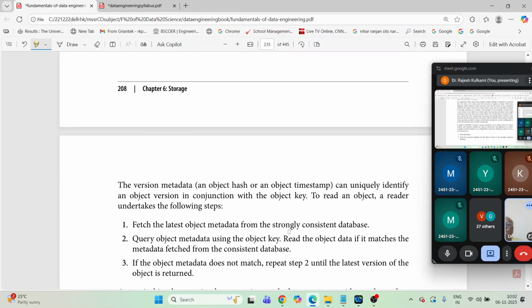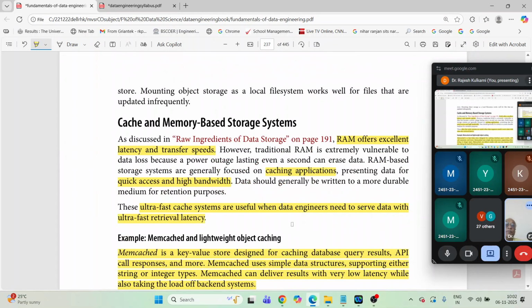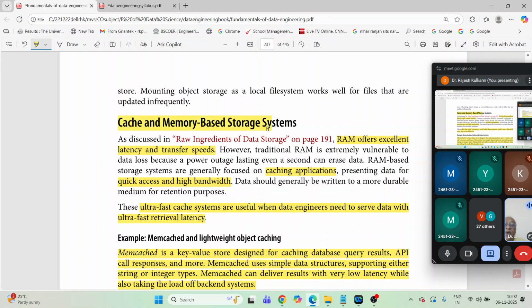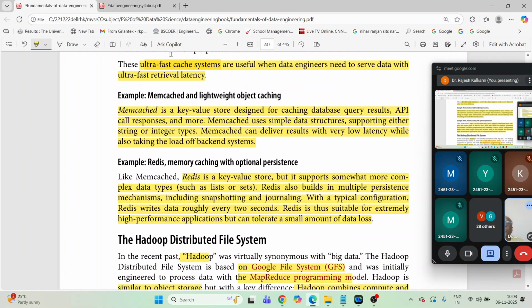Let me just scan through. Okay. Then you need to remember this word also called cache and memory based storage systems. These we referred to during raw ingredients, right? But we also referred to the purpose of a cache, for quick access and high bandwidth and all that. Now, as a data engineer, I need ultra fast cache systems because I want ultra fast retrieval latency also.